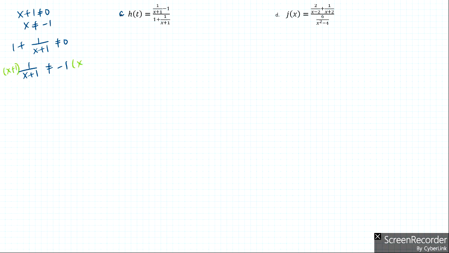I can do this again based on the fact that I have the domain restriction x plus 1 doesn't equal to 0 listed. Once I do so, I would get 1 doesn't equal to negative x minus 1 over here. And to solve it, I can add 1 on both sides. 2 doesn't equal to negative x, or x doesn't equal to negative 2. Therefore, the domain restriction is x such that x doesn't equal to negative 1 and x doesn't equal to negative 2.